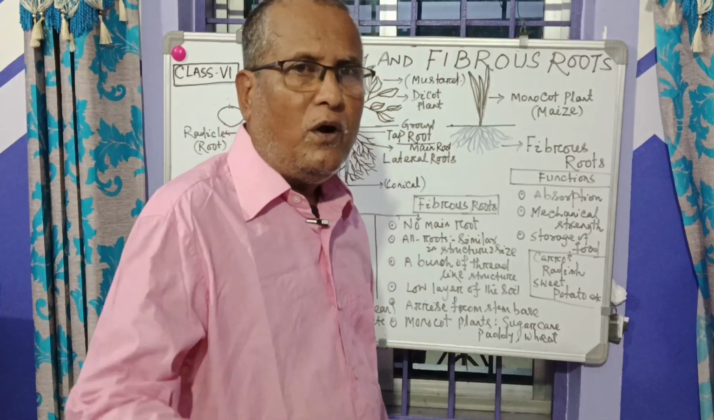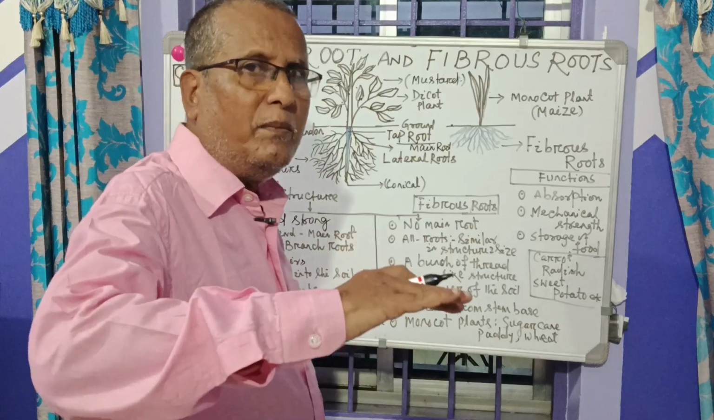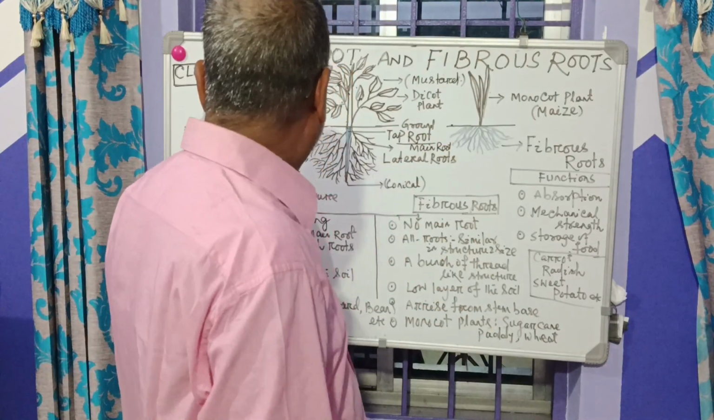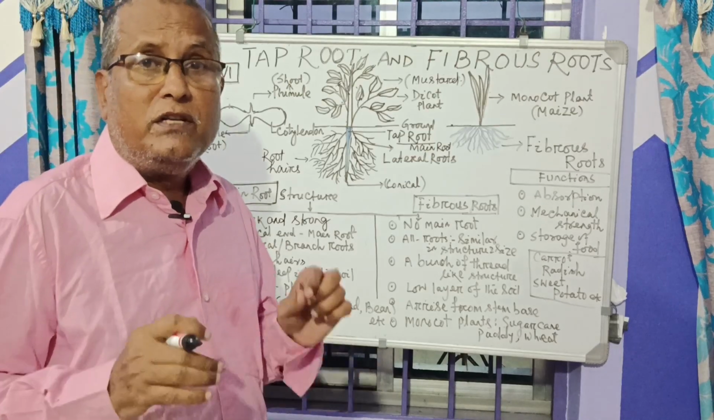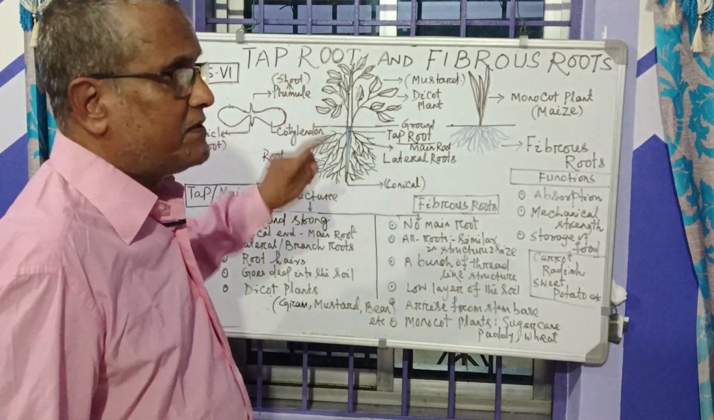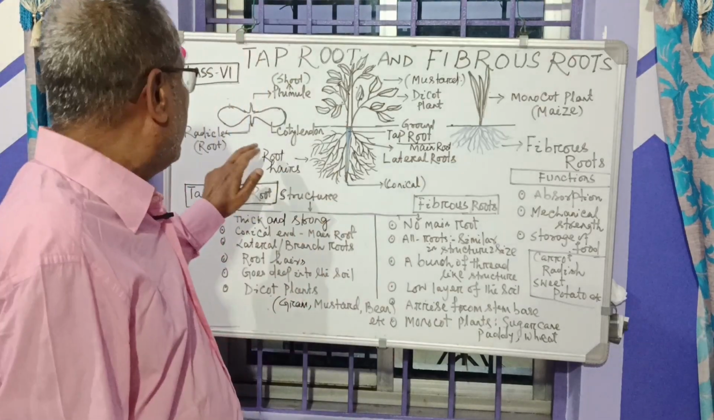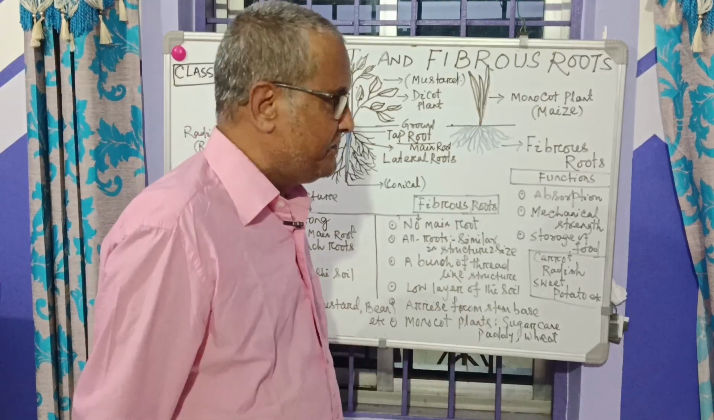It grows under the soil and the shoot system grows above the soil. This is very important, please remember. And this process is called germination of a seed. The plumule turns into the shoot, and the radicle grows into the root system.